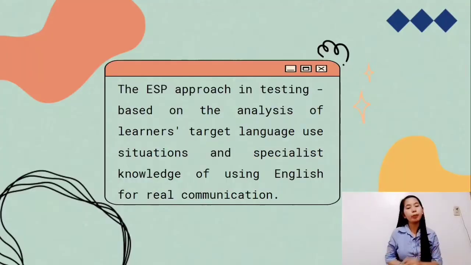The ESP approach in testing is based on the analysis of learners' target language use situations and specialist knowledge of using English for real communication. English for specific purposes is specialized English language teaching that aims to develop the specific skills of the learners in response to the needs identified or indicated by the various stakeholders.